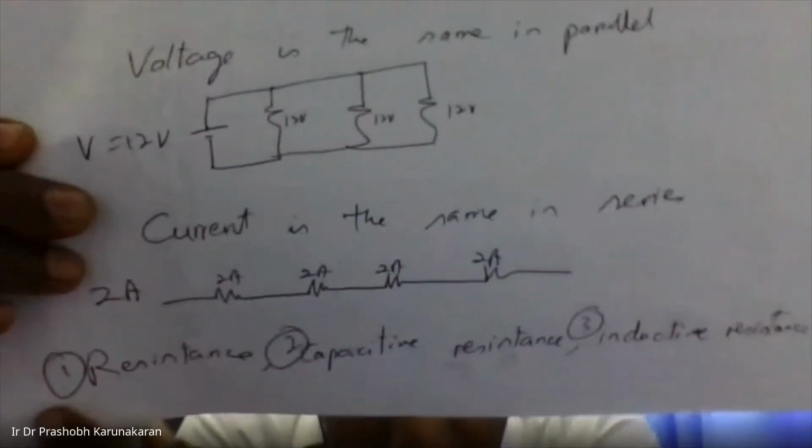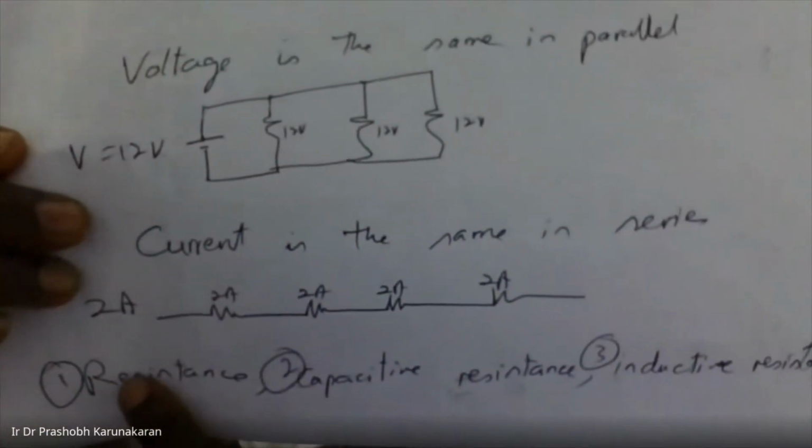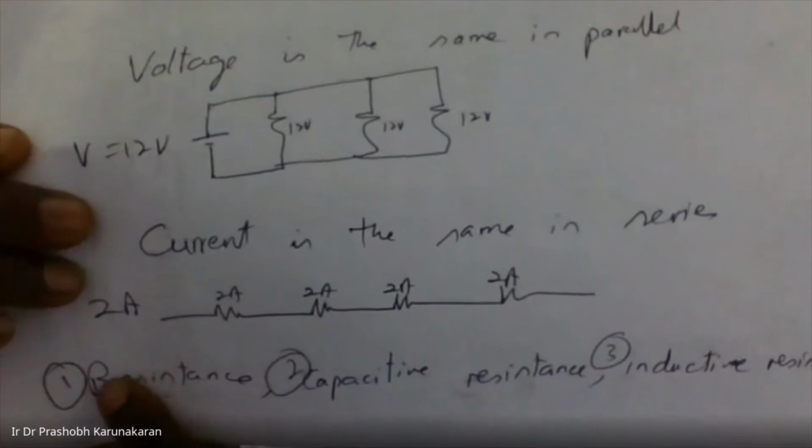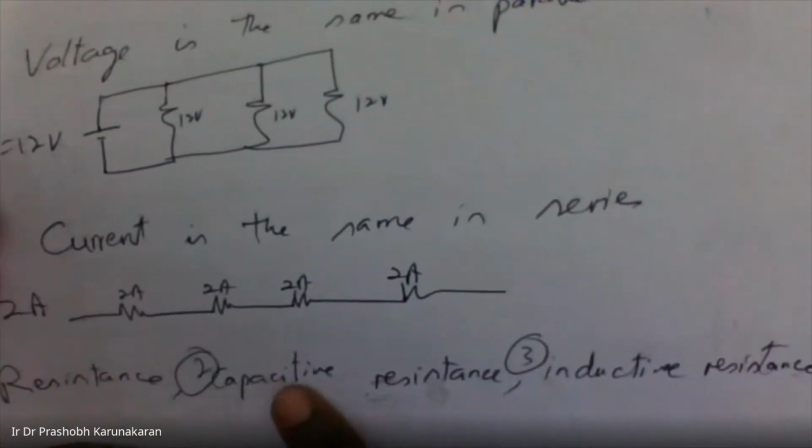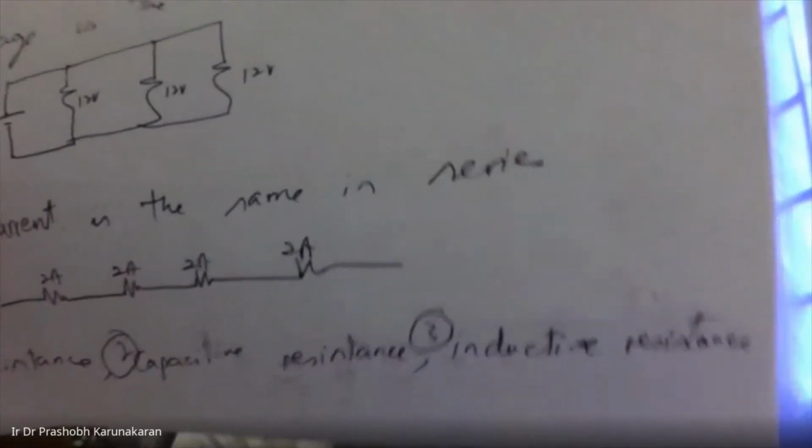I told you that there are three different kinds of things that can stop the flow of electrons: resistance, capacitive reactance, and inductive reactance. Let me explain later.